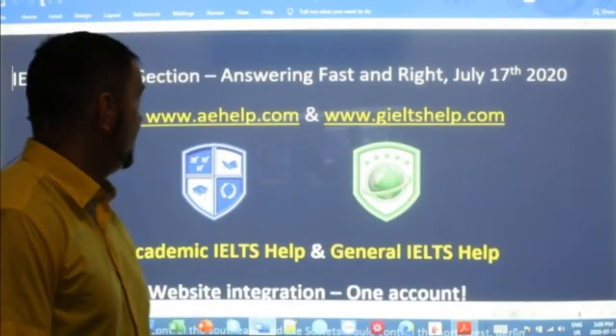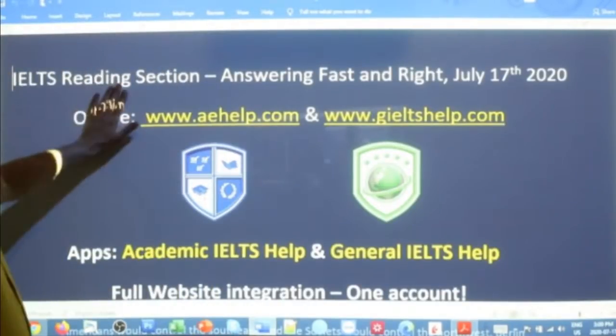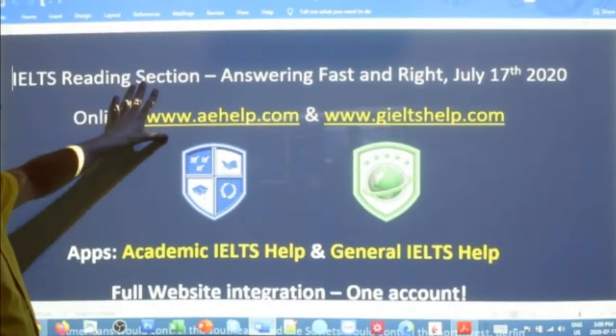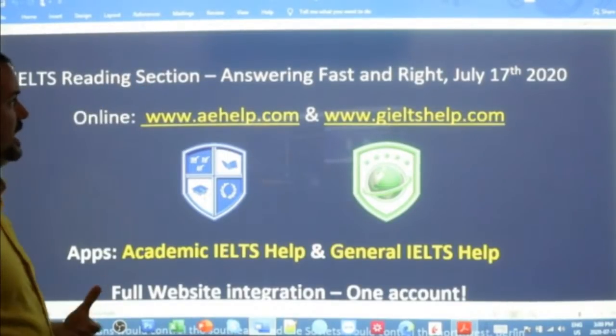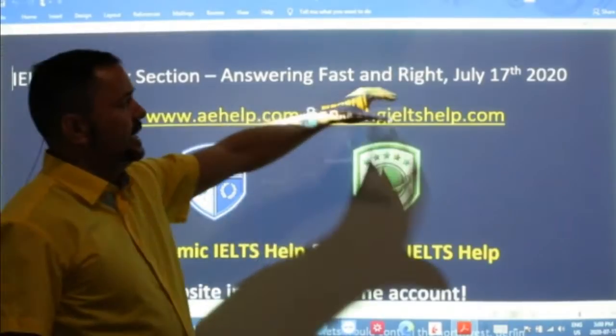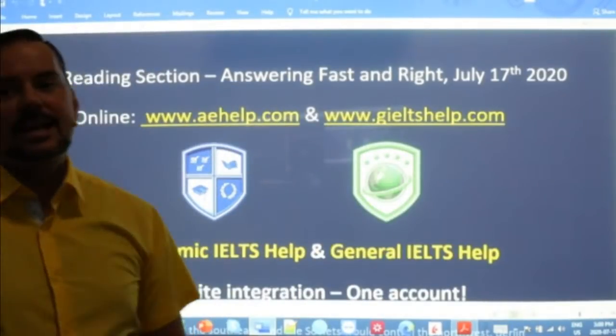Today we are looking at the reading section. Specifically, we're looking at a reading passage, a brand new one from our exams, and we're looking at how to answer quickly and how to give the right answers.